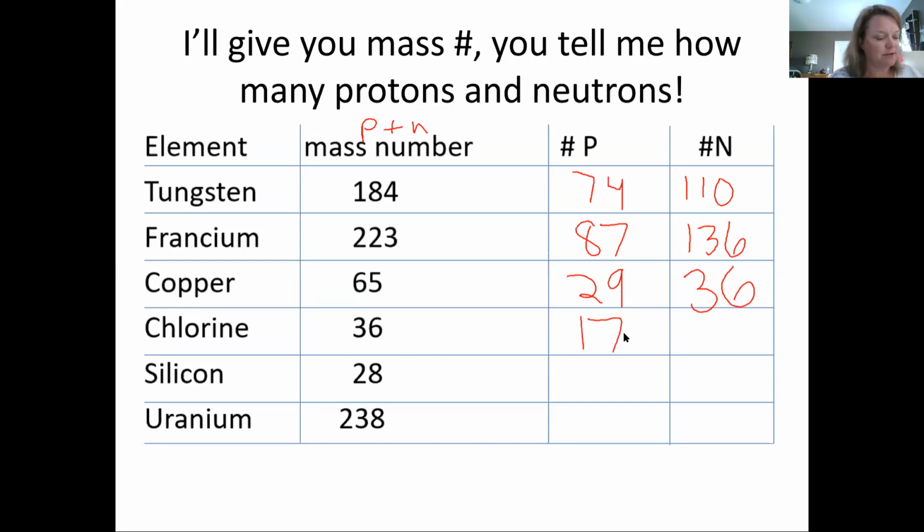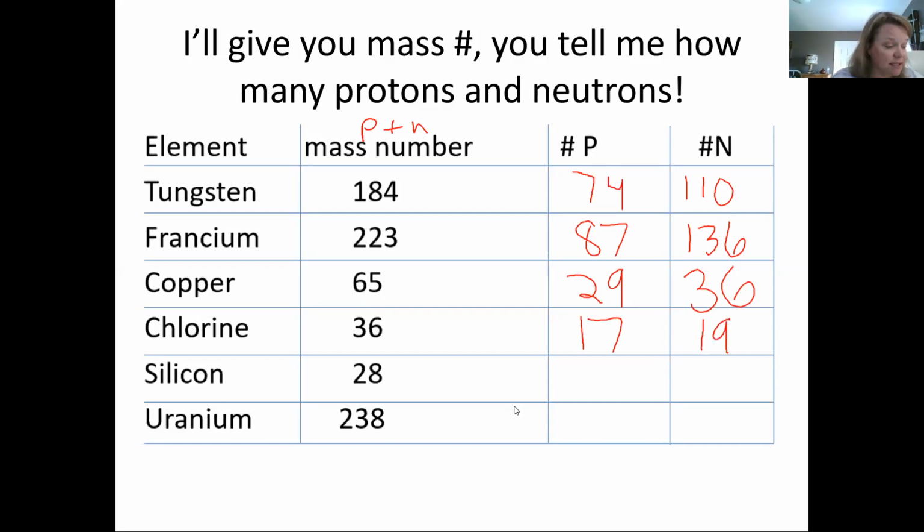Anyway, chlorine has 17 protons. All atoms that have 17 protons will be chlorine atoms. If this particular atom of chlorine has 36 protons and neutrons, then we're going to end up with 19 being neutrons.